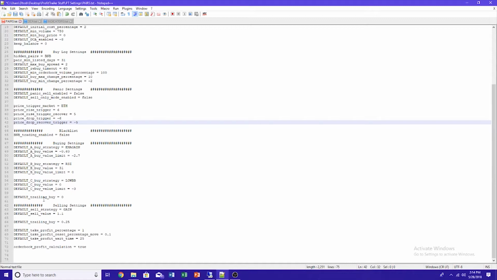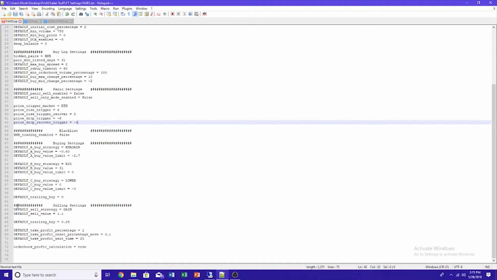And then I have default trailing buy set to 0 here. You guys can change this, but I think if it hits all these triggers, I don't want to miss a good buy, so I just set it to 0 and it'll buy in. Obviously, people could disagree with me on that, and if you want to change that, then go ahead. So we'll move on to the selling settings now.